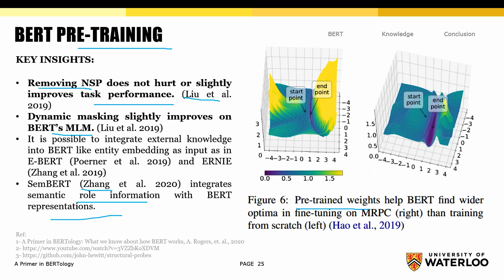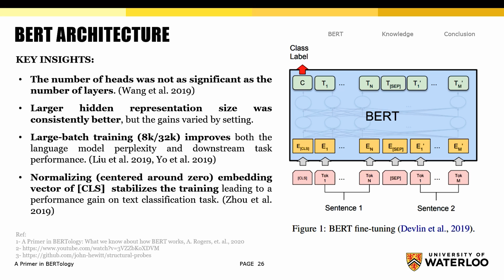Generally, about the BERT architecture and its design, the authors also argue, based on other papers, that the number of heads was not as significant as the number of layers, and some other authors showed that larger hidden representation size was consistently better, but the gains varied by setting. This is something we can expect, because generally in deep learning, if you increase the size of the model, you will end up with a much more powerful model, and the capacity will be increased. So your model generally can memorize better and can maybe learn better.